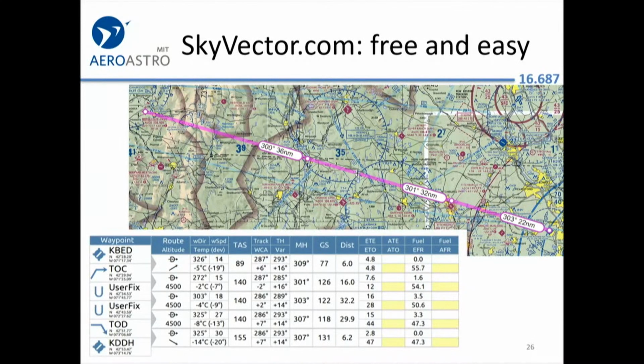Anyway, so you can see here, the wind is forecast to be from 272 at 15 knots. You're going 140 knots of true airspeed. Your track over the ground is supposed to be 287 true, minus 2 degrees wind correction angle. I just did this actually for Sunday night, I think. The true heading therefore will be 285, but then you'll have to add 16 degrees for the local variation, so you end up with a magnetic heading of 301.